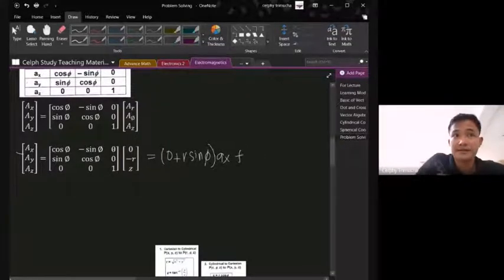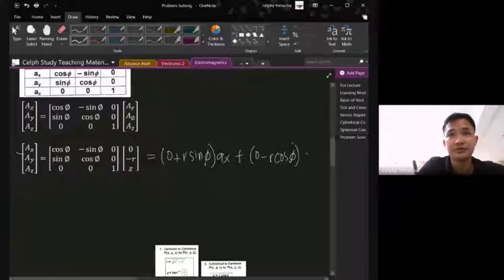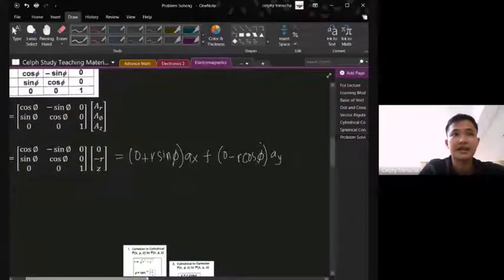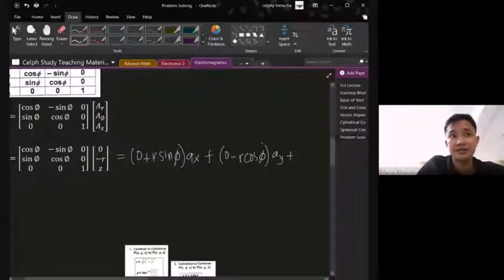Plus, okay, para naman sa aton nga A y, we will have 0 times sine, we will have 0 na lang. Negative r times cosine, so this is negative r cosine sa aton nga angle. Next, z times 0, so wala ka man value. This is equal to A y. Next, para sa aton nga A z, so z lang man ang may value, so we will have z A z.